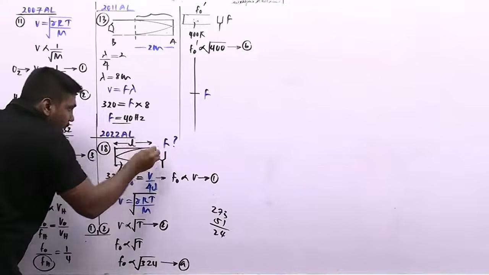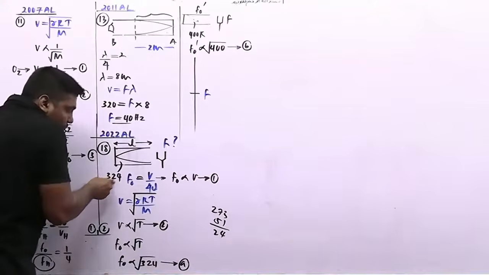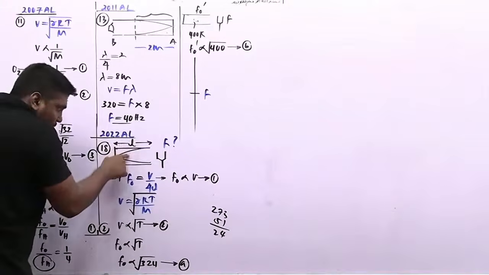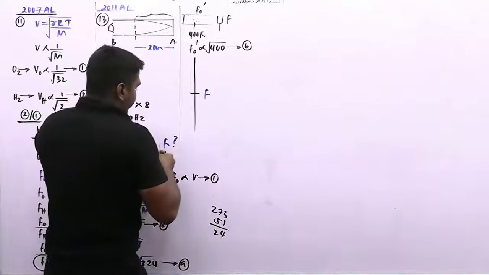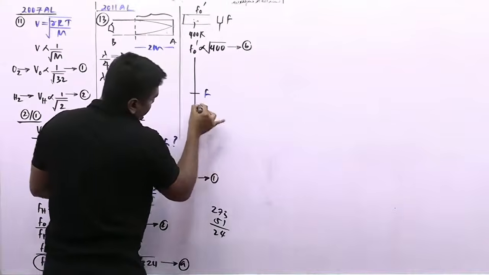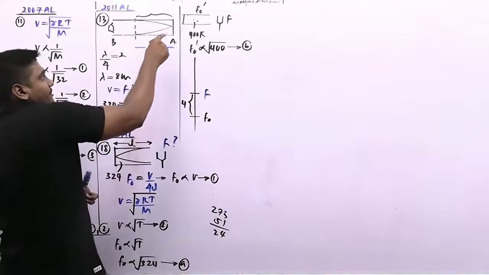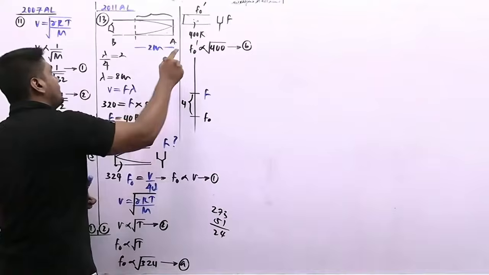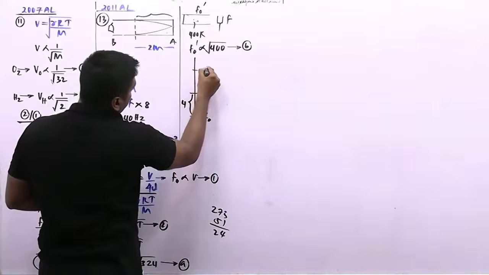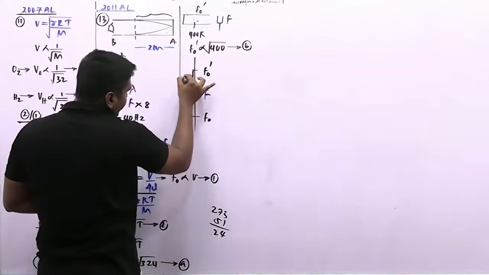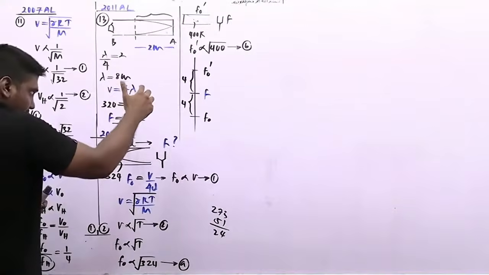In the beginning, when you vibrate the tuning fork with this tube at 324 Kelvin, the frequency of the tube is F naught, somewhere here, and the beat frequency is 4 Hertz, the gap. After increasing the temperature of the air column to 400 Kelvin, the frequency of the air column is F naught dash, and the gap is also the same, 4. Now from here you can get the answer.